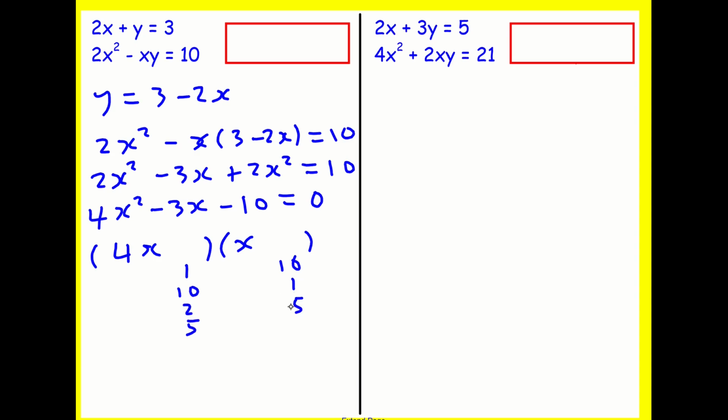So the only thing could be is 5 here and 2 here. And that will give me 8x, and I'll get 5x. So that will give me the minus 3x if I make this minus 2 and this one plus 5. Don't forget it equals 0. So x is going to equal minus 5 over 4 or 2.